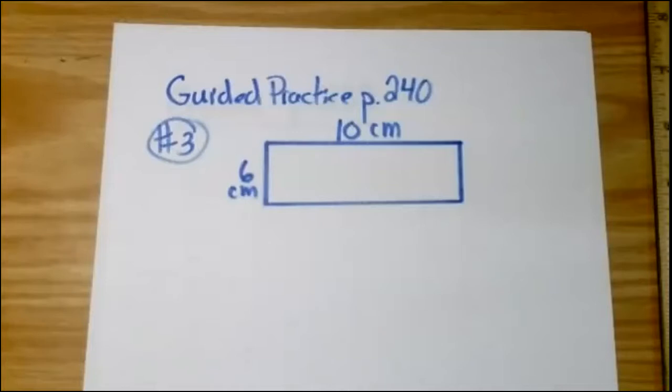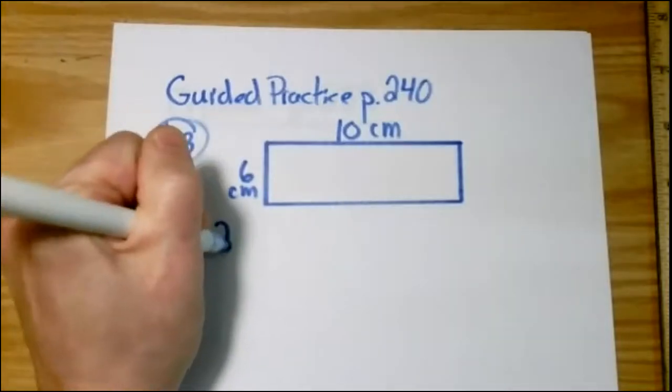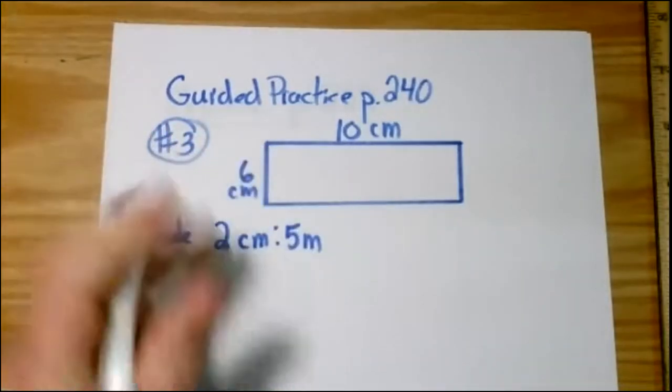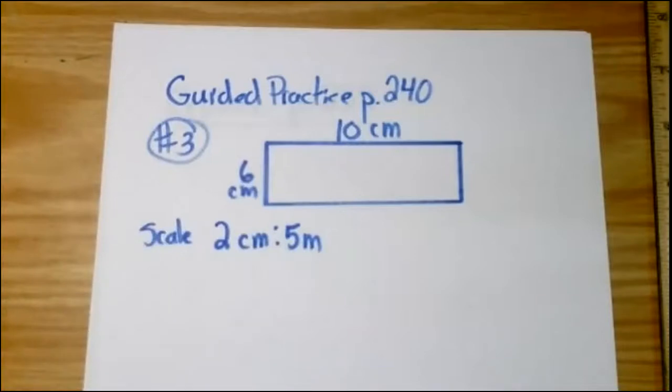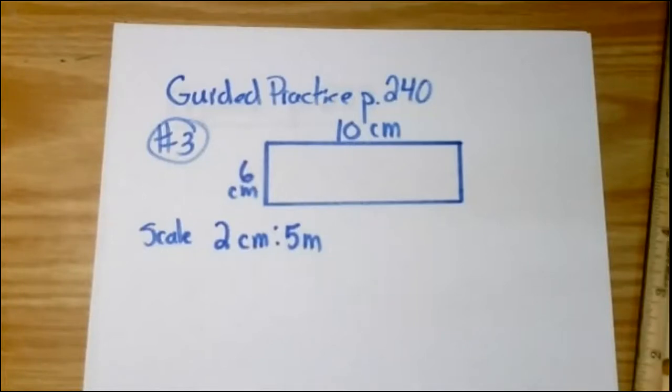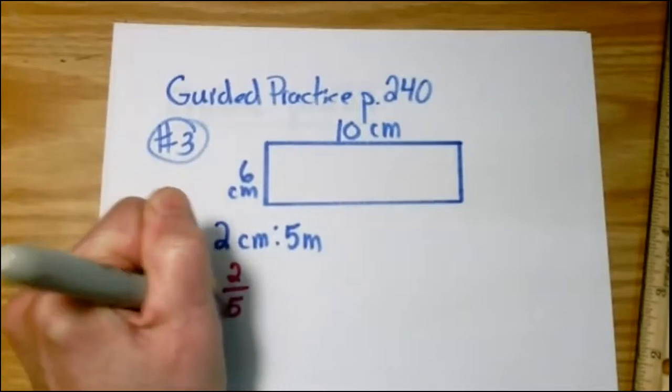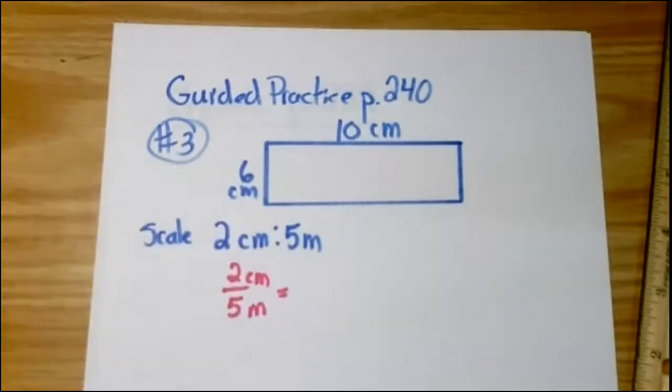Okay, same one for number 3. It says, the scale of the drawing is 2 centimeters to 5 meters. What are the length and width of the actual room? Find the area of the actual room. So our scale is 2 centimeters to 5 meters, meaning that for every 2 centimeters on our scale, our actual room size is 5 meters. So we are going to set that up the same as the last problem: 2 on top, 5 on the bottom.